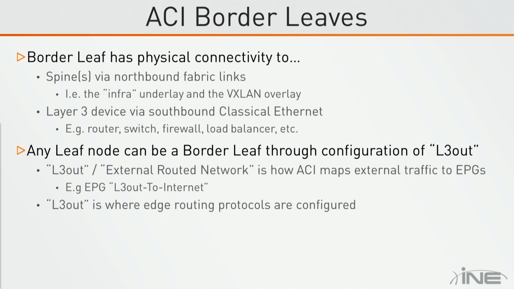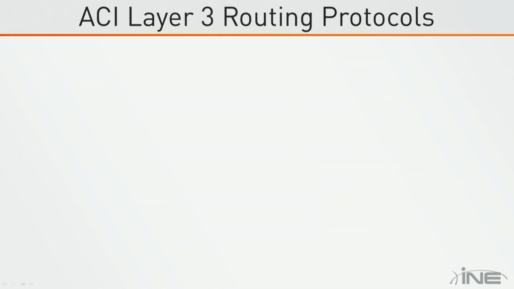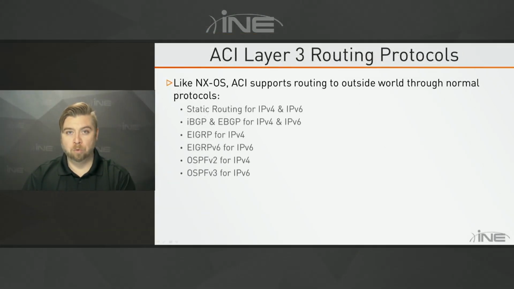Now, in terms of the type of routing that we can do, again, nothing surprising here as compared to standalone NXOS mode or pretty much any other platform you're probably familiar with. So we can do static routing, both for IPv4 and IPv6. We can do internal and external BGP, both for IPv4, IPv6, OSPF version 2, OSPF version 3, EIGRP for IPv4 and for IPv6.